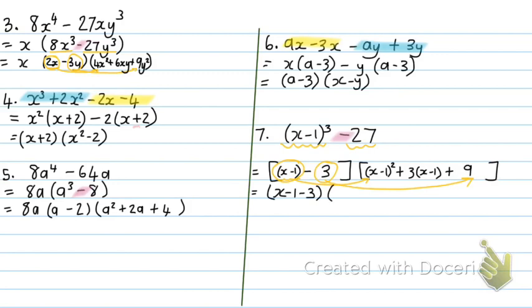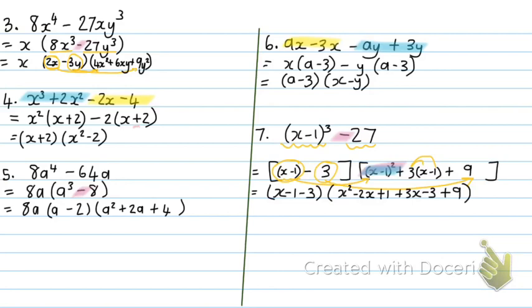Then I have to get the answer for x minus 1 squared. That's the FOIL rule. So it's the first one squared, which is x squared. The last one squared, which is plus 1. And for the middle term, it's the first times the second times 2. So it's going to be minus 2x. Then I have to multiply this 3 in. So it's 3 times x is 3x, and 3 times negative 1 is negative 3, plus 9.